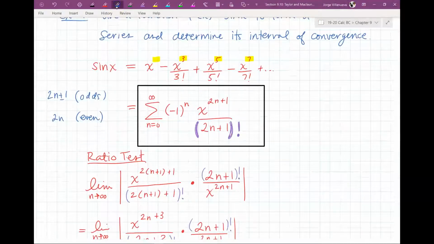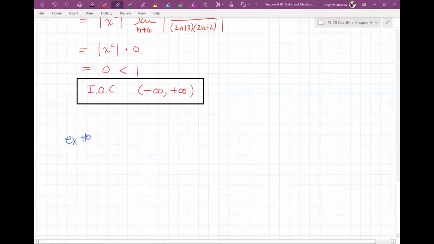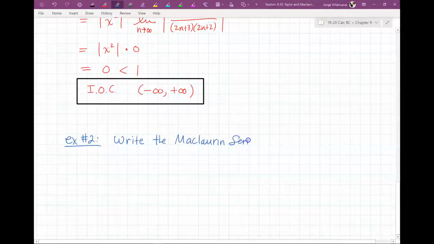All right, so example 2, this one's going to be really quick, okay? Well, depending on whether or not you have this stuff memorized. But write the Maclaurin series, and I guess you don't have to write the whole series, but just give me like 4 to 6 terms, okay? Write the Maclaurin series for f of x equal to sine of x squared.